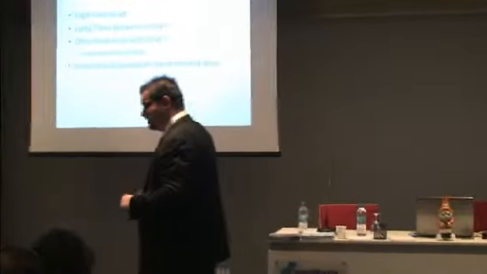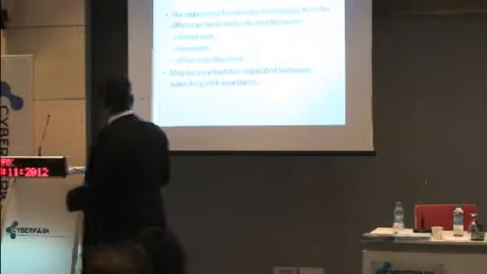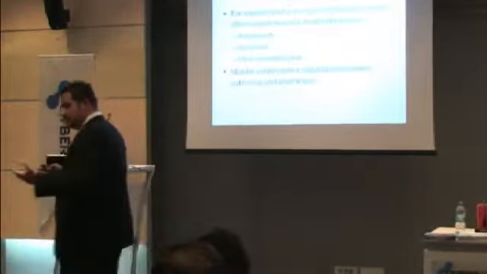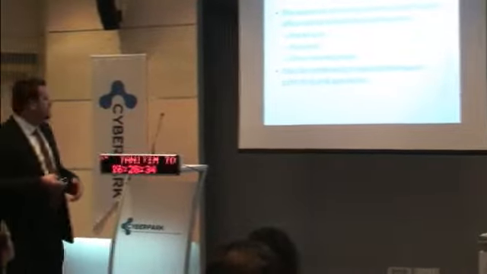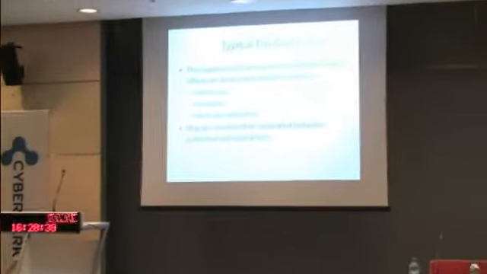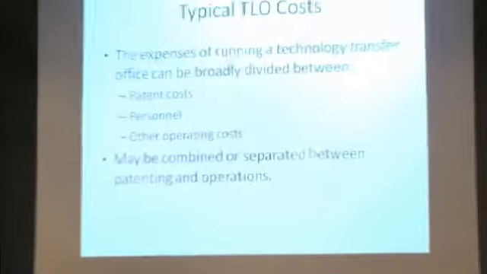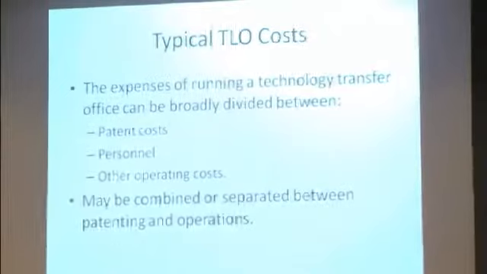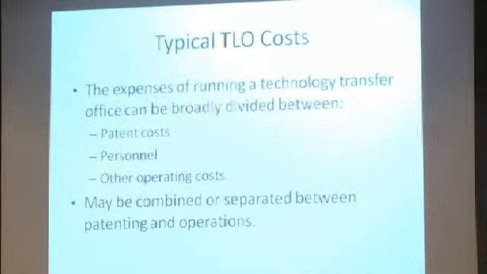Usually there's unrealistic expectations by administration. There might be patent costs, there's personnel costs, there's other operating costs. Sometimes groups have a separate patenting budget. Sometimes groups have an operations budget. Sometimes it's just, here's your tech transfer money, work it out. It just varies.